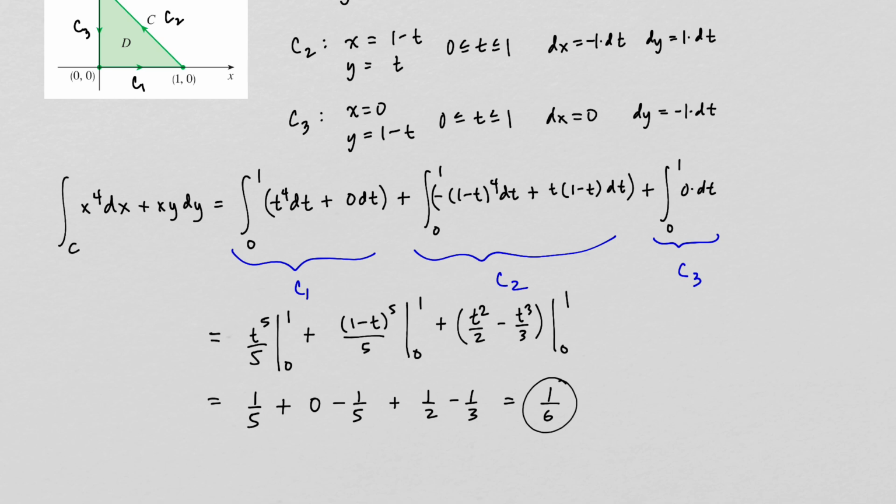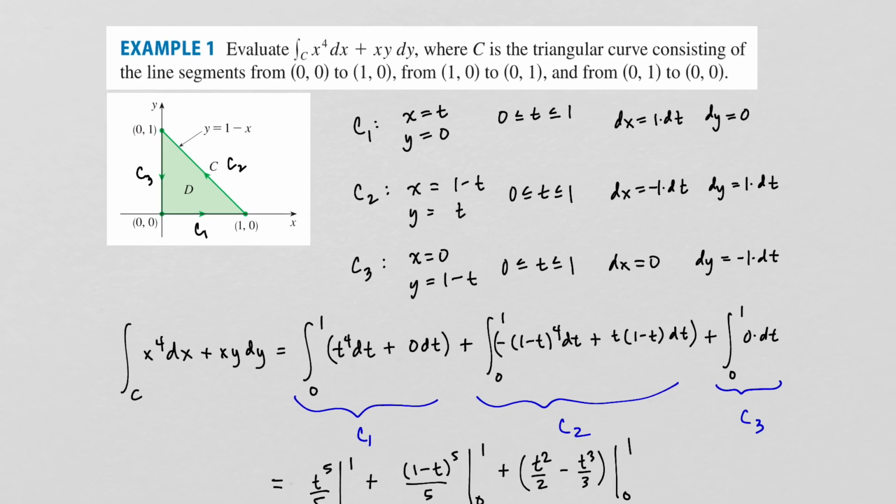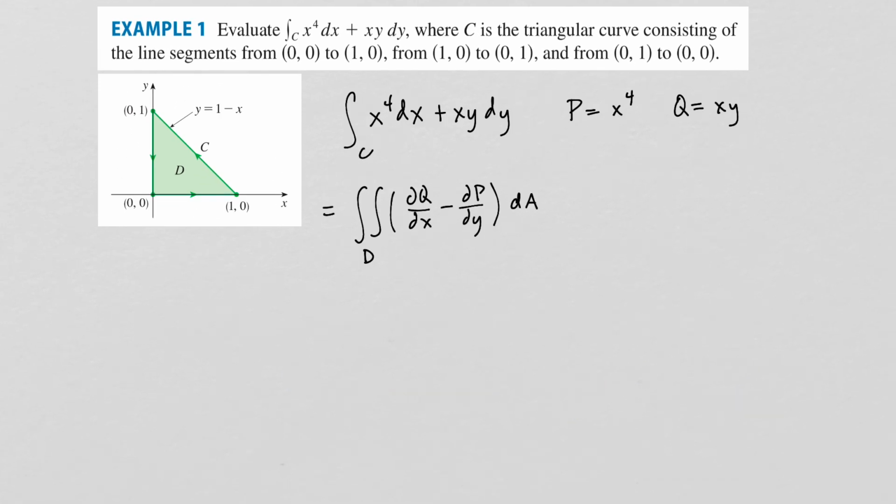Let's see if we could have used Green's theorem to do this problem. All right, so here is our original integral. Notice that we have the function P is x to the fourth, and the function Q is x times y. Green's theorem says this will be the same as the double integral over the region D of the partial derivative of Q with respect to x. So let's go ahead and compute that. Partial Q partial x is going to be y. And then minus the partial derivative of P with respect to y. This is going to be 0. And so this becomes the double integral over D of the function y dA.